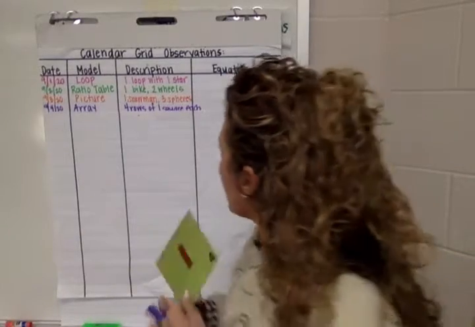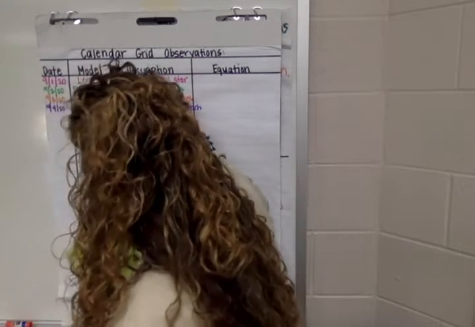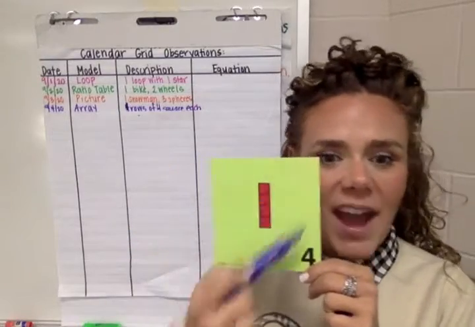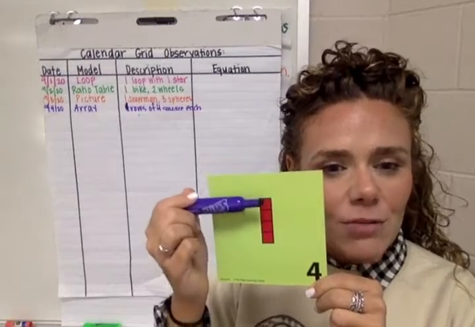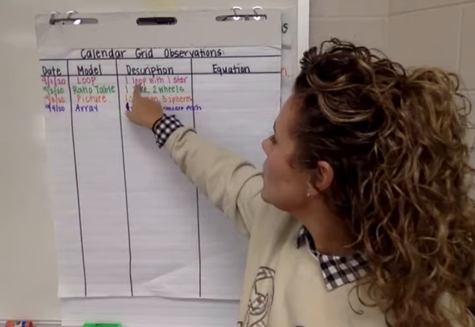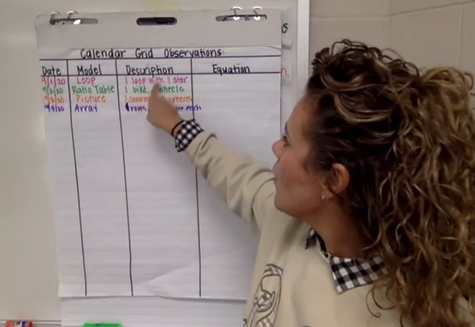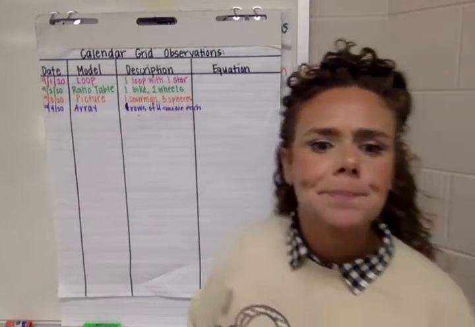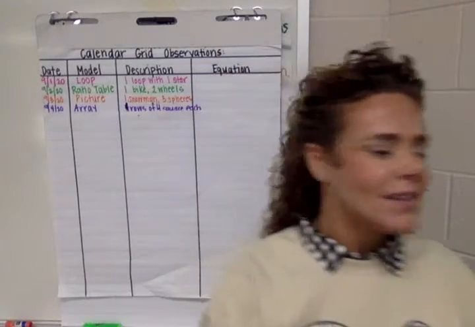I wrote that wrong. Okay, let's take a look at this one. This day we have an array. We have 1 row with 4 squares. What do you notice? 1 row with 4 squares. 1 loop, 1 bike, 1 snowman, 1 row, 1 star, 2 wheels, 3 spheres, 4 squares. I wonder what's going on. I want to ask next time we're together what you notice.